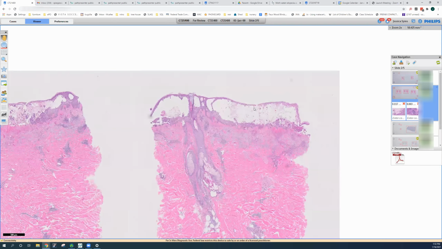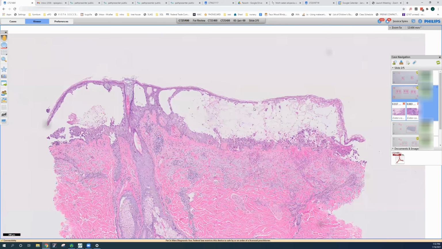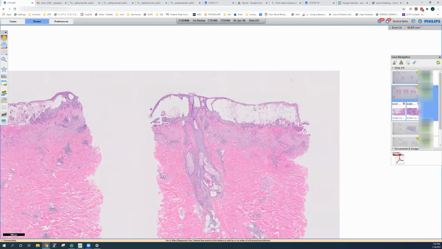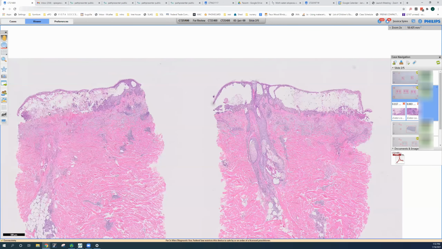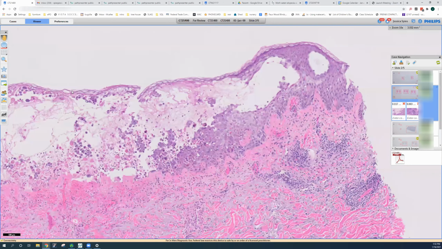The clinical was an extensive rash. And the clinician thought it could be pemphigus vulgaris, toxic epidermal necrolysis, or Stevens-Johnson syndrome, or bullous pemphigoid. We can see here that we have at low power what looks like an intraepidermal blister. In some areas it looks subepidermal. It's very acute. There's a basket weave stratum corneum.